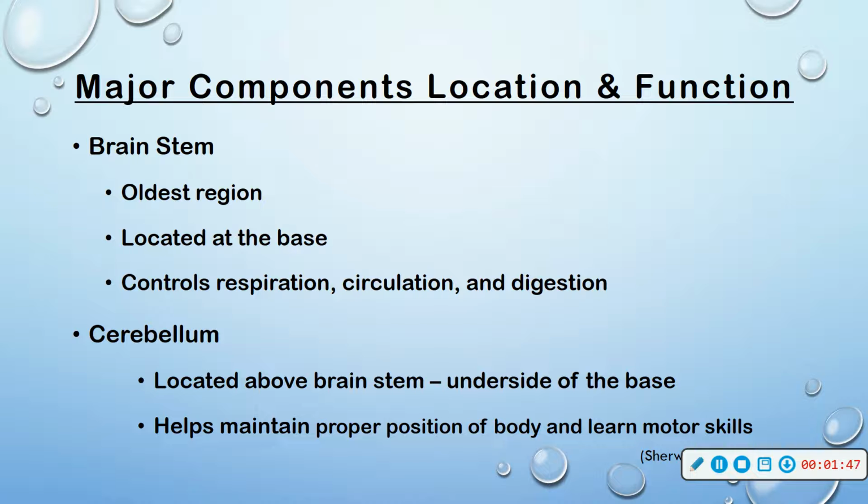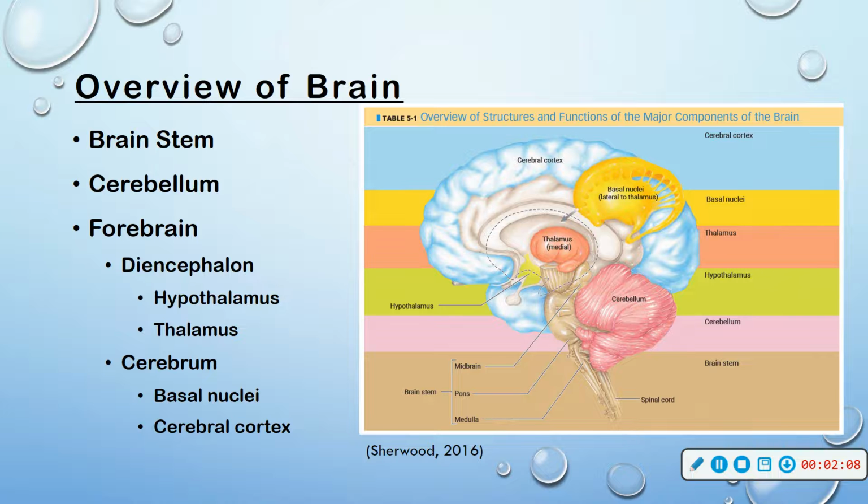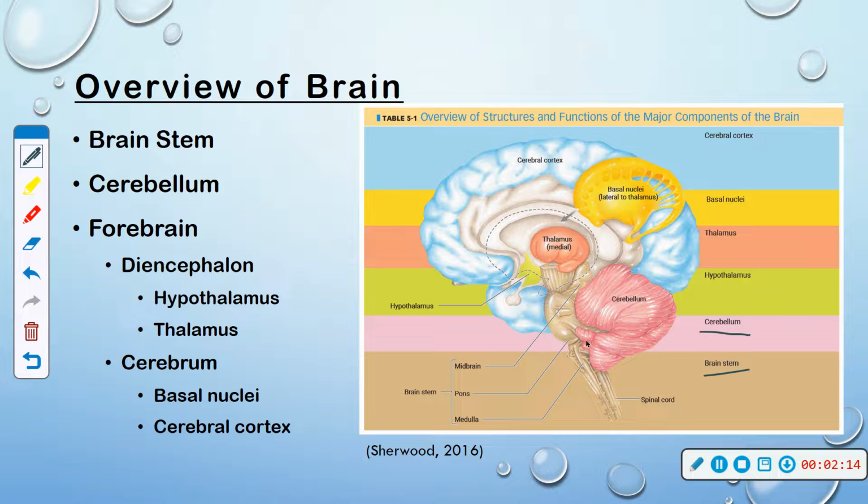Right above the brainstem is the cerebellum. It is located right there. It's still considered at the base of the brain or the underside of the brain, but it is above the brainstem. It helps maintain your body's position, and it helps aid in learning motor skills. If I go back to the image here, at the very bottom, you have the brainstem. The cerebellum is right above it, still attached to the back, but still right above it.